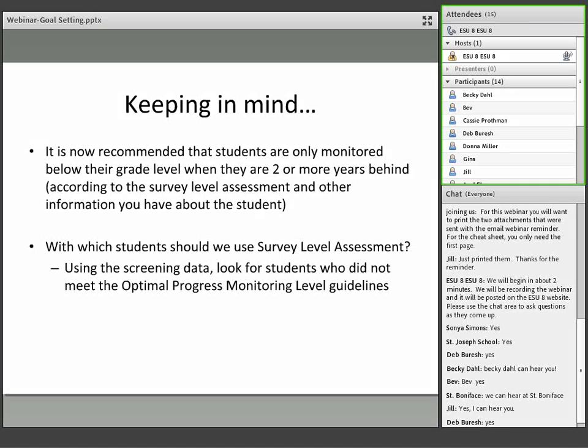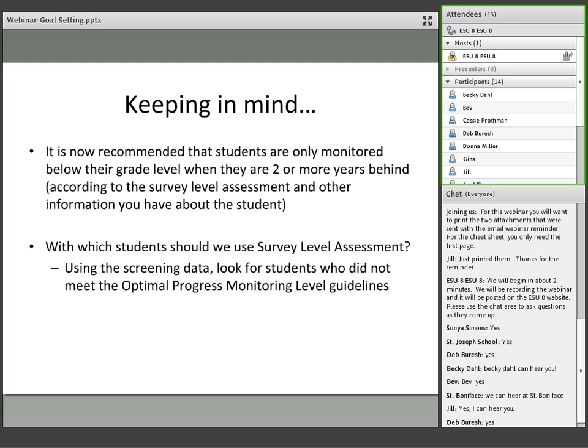What we found is that there isn't a lot of difference between maybe a fourth grade and a fifth grade, the results that you get on those progress monitoring passages. Usually they score about the same. So we're only going to go out of level if it's 2 or more years behind. And then survey level assessment is something that your school psychologist could help you with. And what that is, it's a way to get some more information about a student.